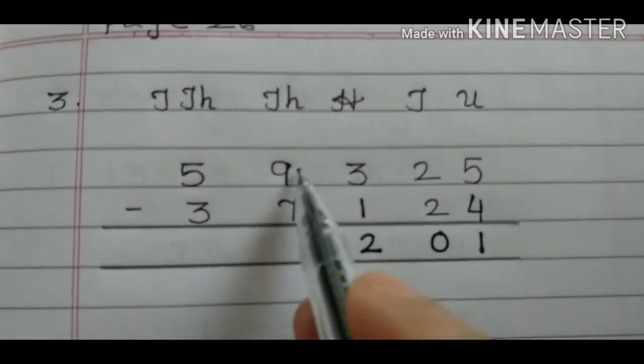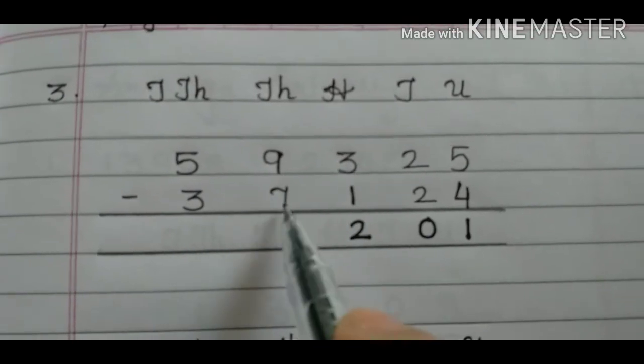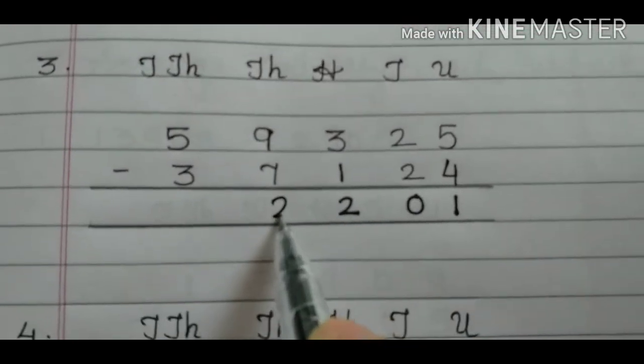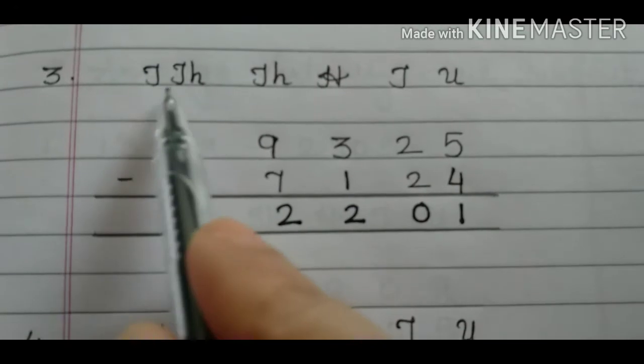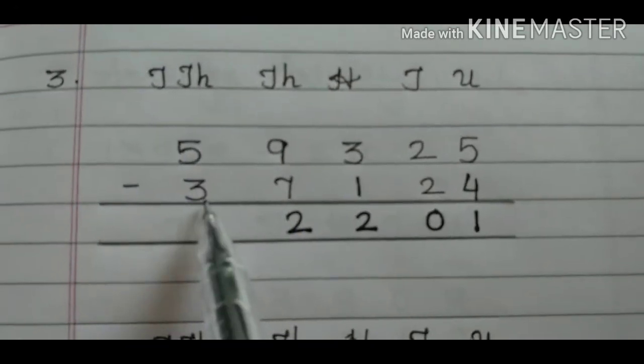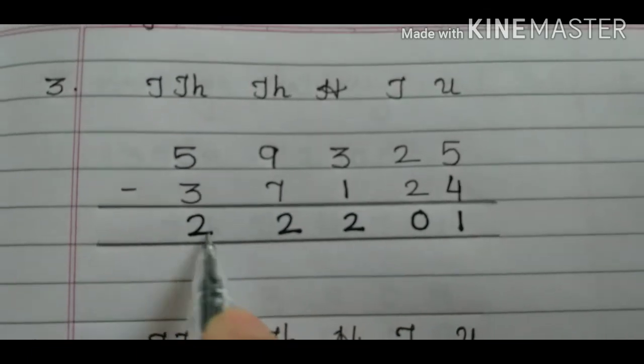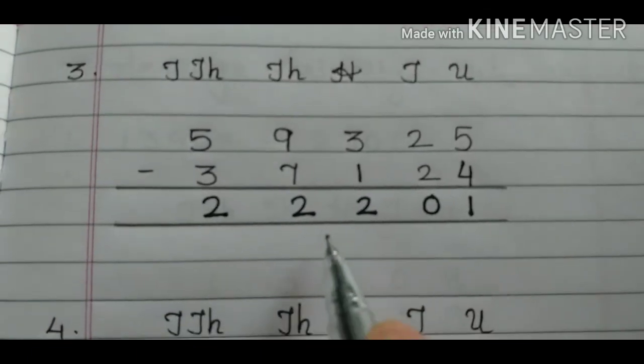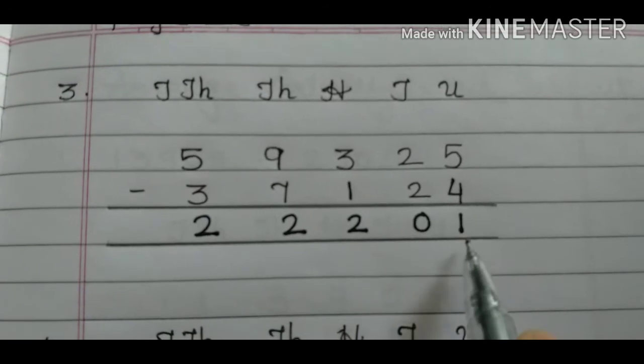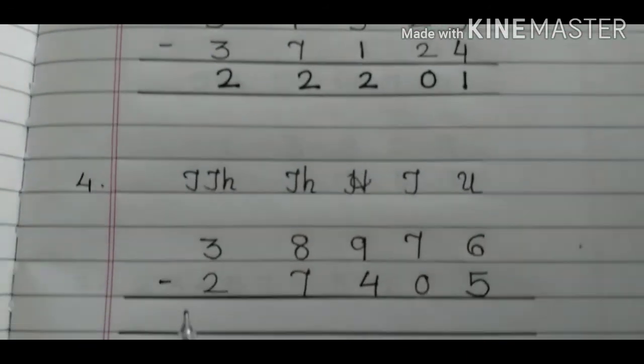Now in thousands place, 9 minus 7. 9 minus 7 is 2. So write down 2 in thousands place again. And in 10,000s place we have to subtract 3 from 5. So 5 minus 3 is 2. So write down 2 in 10,000s place. So our answer is 22,201.